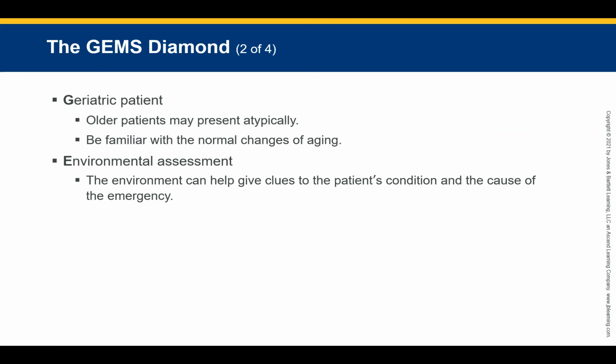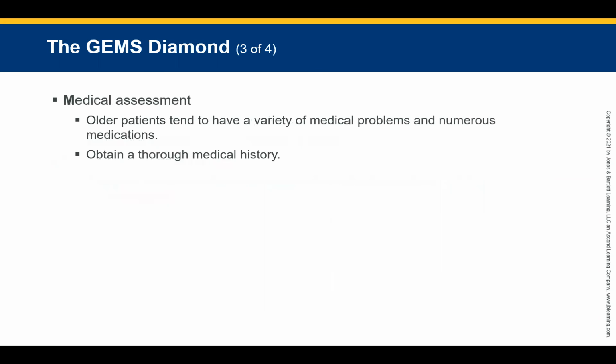E stands for environmental assessment. Assessing the environment can help give clues to the patient's condition and the cause of an emergency. Preventive care is very important for geriatric patients who may not be careful to study the environment or may not realize where risk exists. M stands for medical assessment.